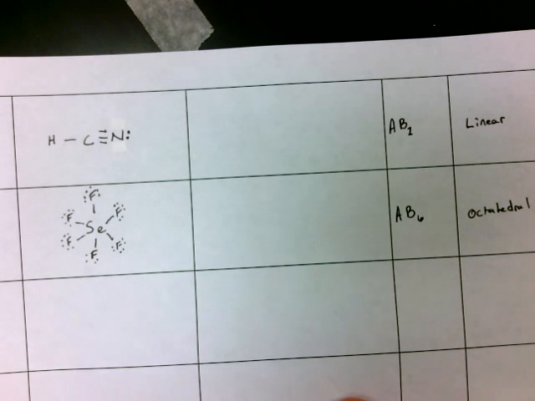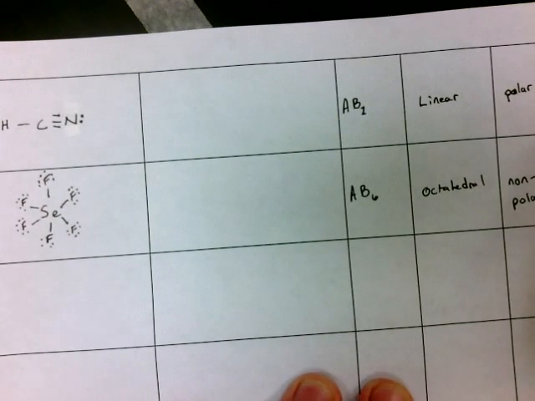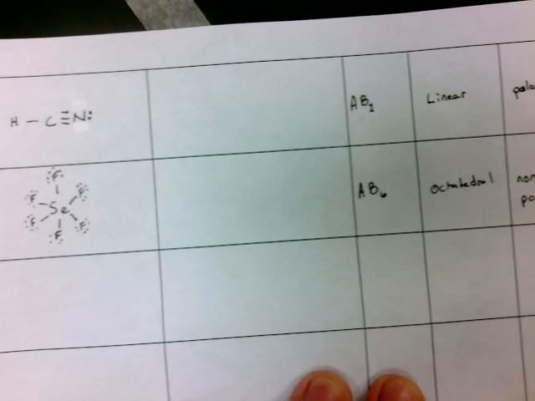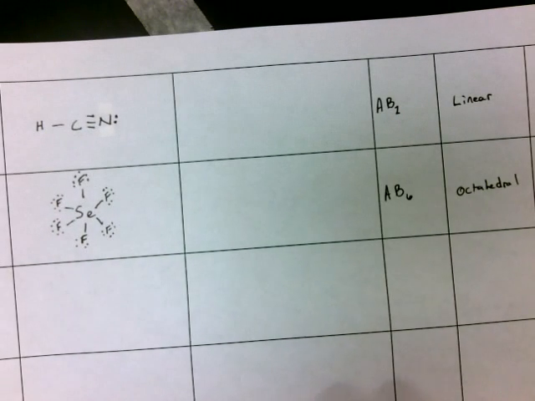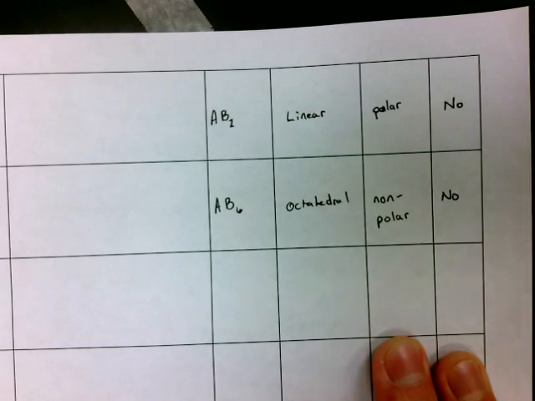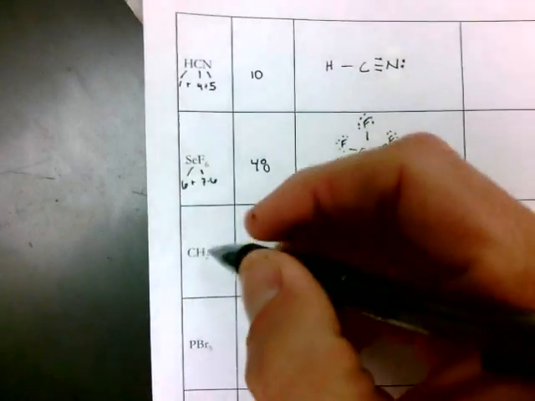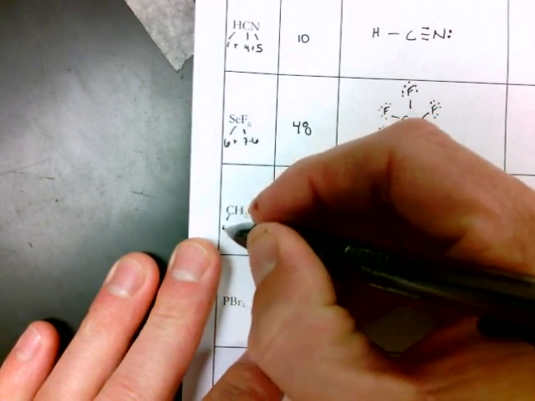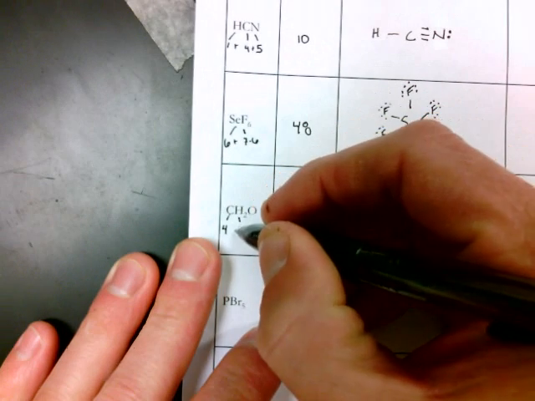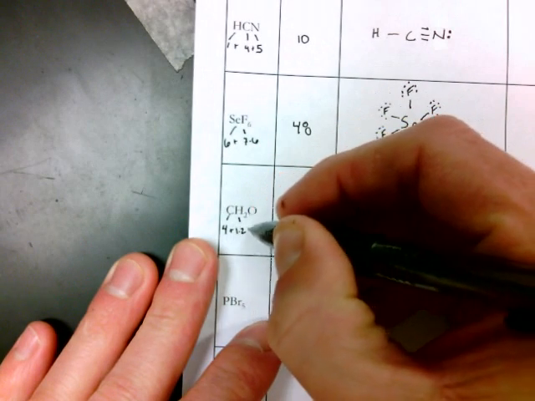As far as polarity is concerned, selenium is 100% surrounded by the fluorine, so no polarity, no doubles, so it's going to be no resonance as well. So nonpolar, no resonance.